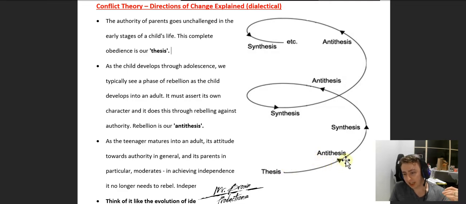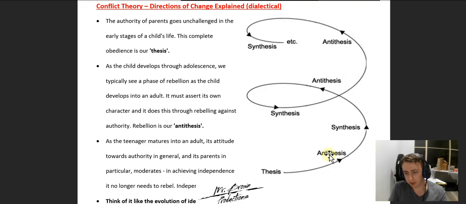There was then an antithesis, or something that happens, and this is the counter argument. So this is the original argument or idea, this is the counter argument or idea that says, well, hang on a minute, you're not better than me, I'm better than you, or we're actually equal and we should have equal rights, and that's the idea here.